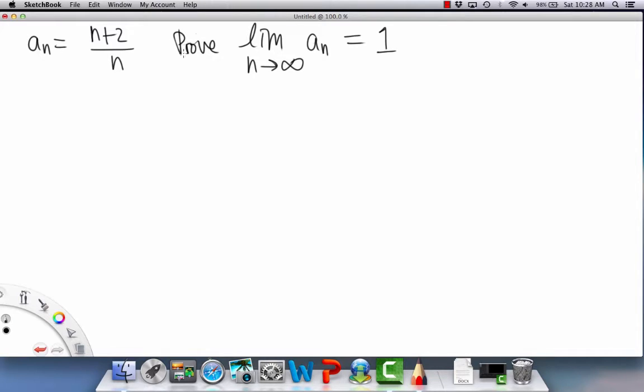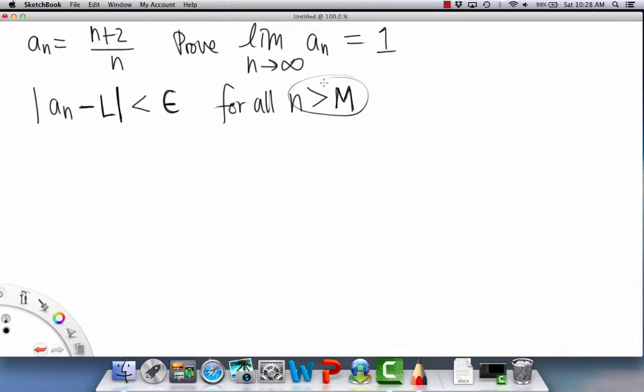Okay? So we'll start with the definition that I was saying before: the absolute value of our sequence minus the limit, whatever our limit is, has to be less than a really tiny, insignificant number. And this is for all n greater than some big M. This part will come in on the second portion of this problem, so I'll show you how to use that as well. The L that they give us is 1, so this is our big L. And we know a_n, so we can plug this in for that spot.